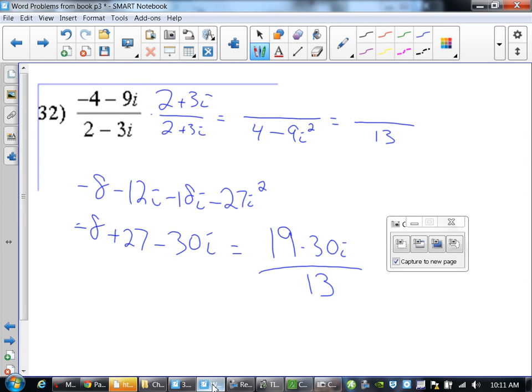Okay? Yes, ma'am. How'd you get the 13? Like from the 4 minus. What's i squared equal to? Negative 1. So you have negative 9 times the negative 1.